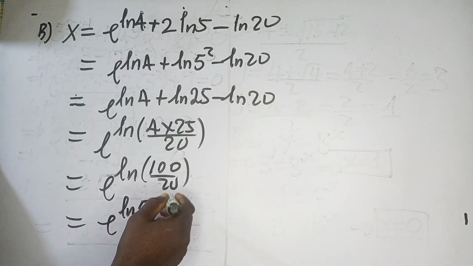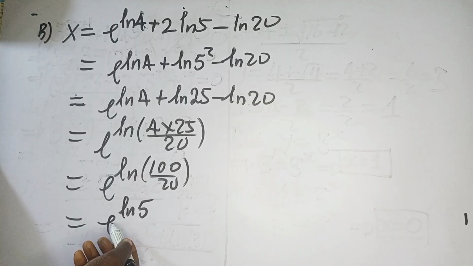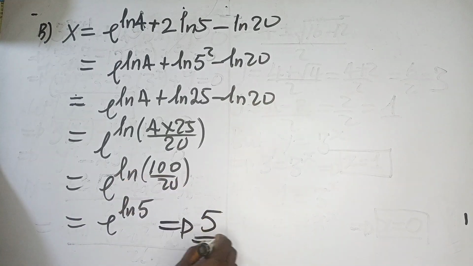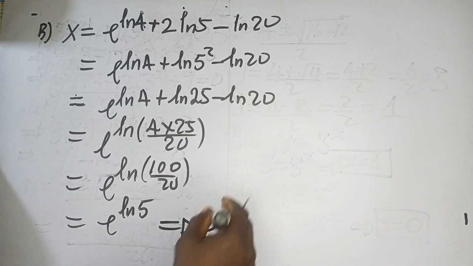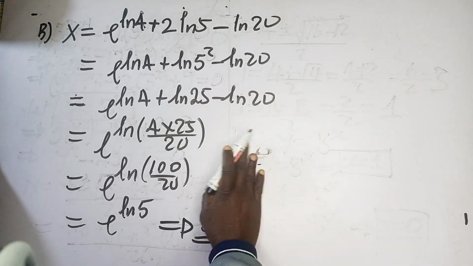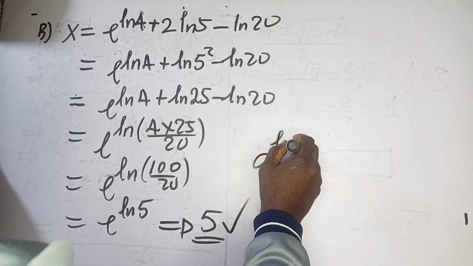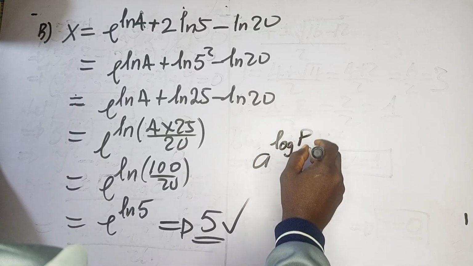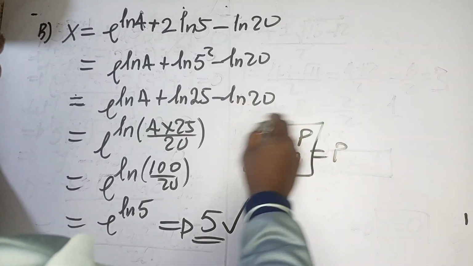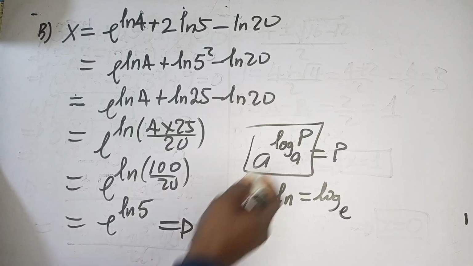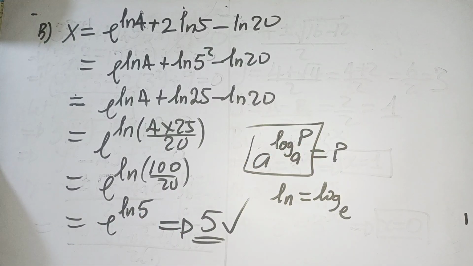Now what is e to the ln 5? When we simplify it, e to the ln 5 just becomes the value 5 from the laws of logarithm. Remember, a to the log base a of anything p will just be p. And we know that ln is the same as log to the base e. So we apply this law here, and we'll have the value 5. So that solves the second equation.